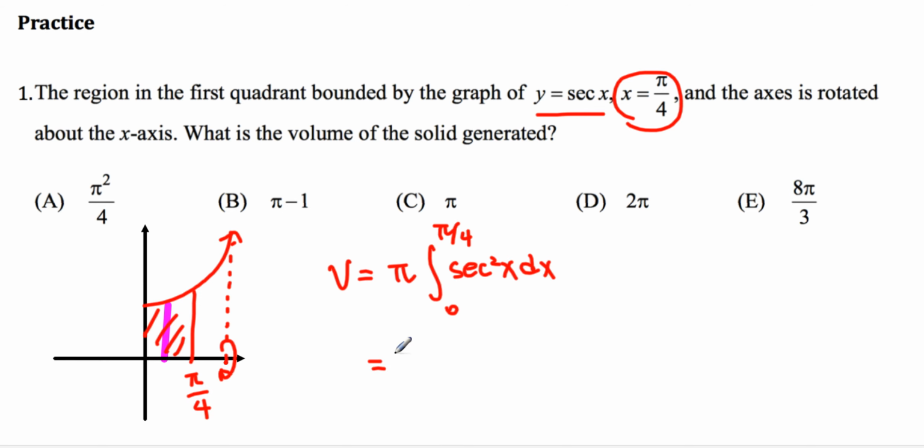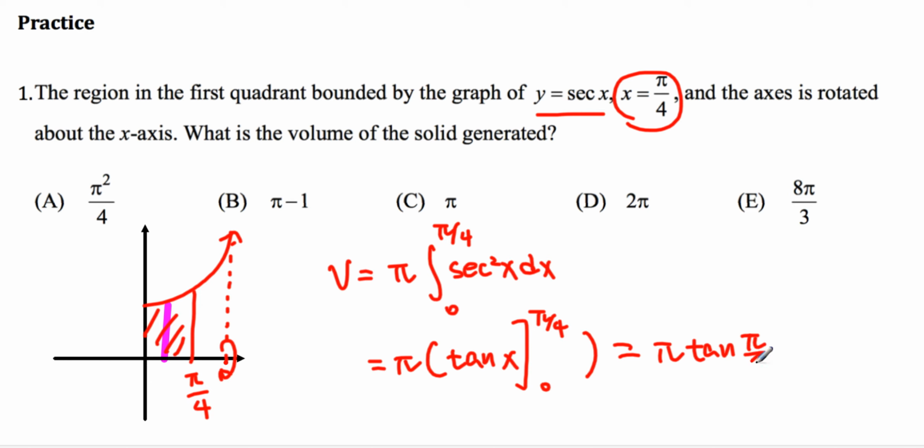Then let us try to calculate this one. Pi stays as pi. What is the antiderivative of secant square? It will be tangent x, which goes from 0 through pi over 4. Now, when I plug in pi over 4, then I get tangent of pi over 4 minus tangent of 0. But we know that tangent of 0 is 0. Tangent of pi over 4 is equal to 1, so this becomes simply pi, which is choice C.